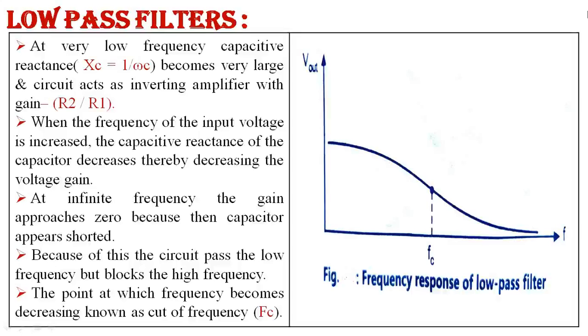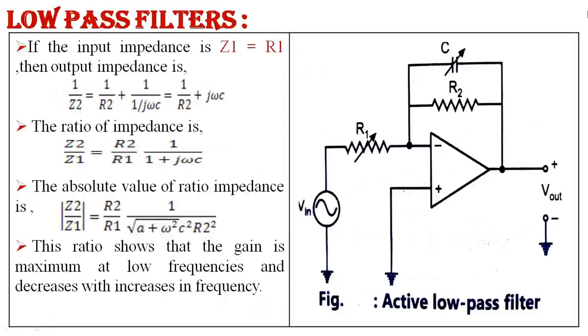See the frequency response of the low pass filter. It passes the low frequency, and when the frequency becomes high, it is blocked or decreased. So fc is the cutoff frequency. Now see the circuit diagram of the active low pass filter.